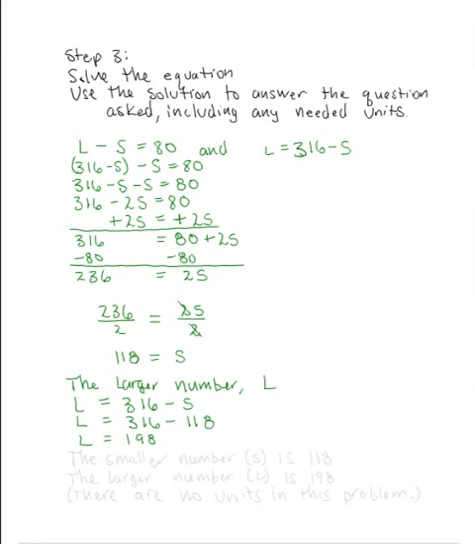Again, L was a variable. In step 1, we defined L to represent the larger number. So by saying L equals 198, we now know that the larger number is 198. So let's write this. We now know that the smaller number, which we represented with S, is 118. The larger number, which we represented with L, is 198.